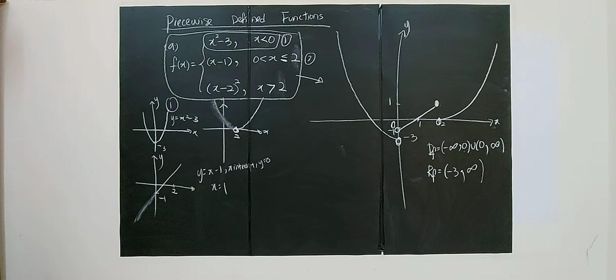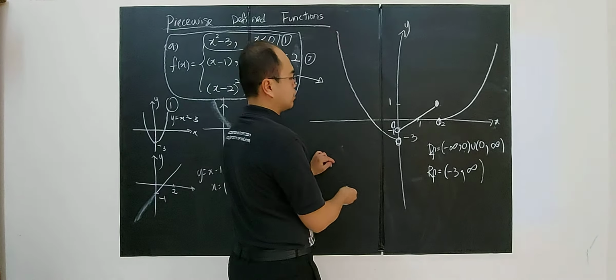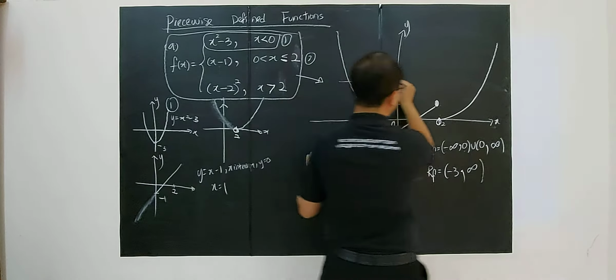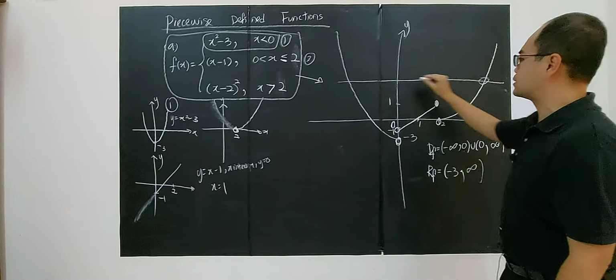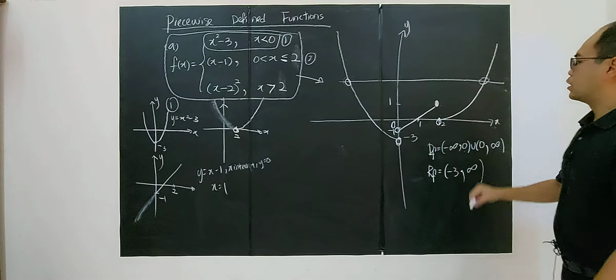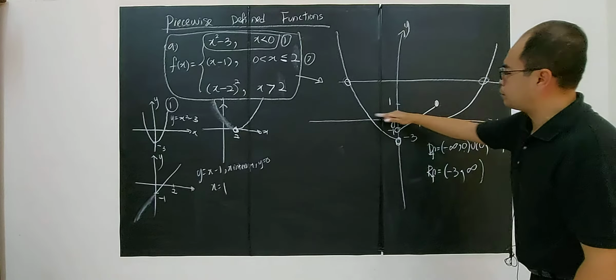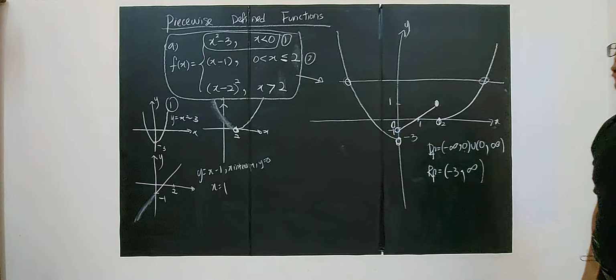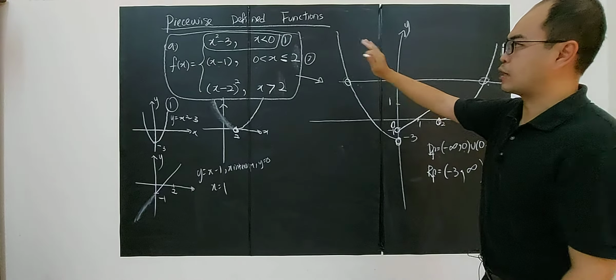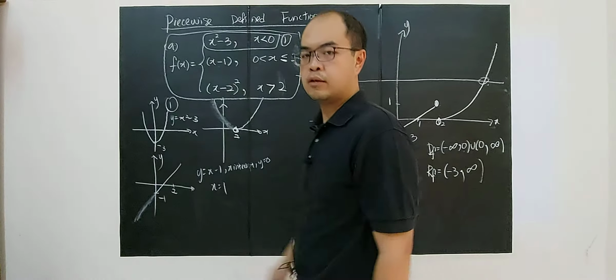So is this a one-to-one function? The question may ask you that. This is not a one-to-one function. Why? If you draw a straight line, y equals k, it will intersect at 2 points. If you draw the line here also, it will intersect at 3 points. That means the horizontal line test failed, as it intersects at more than 1 point. Therefore, this function is not a one-to-one function.